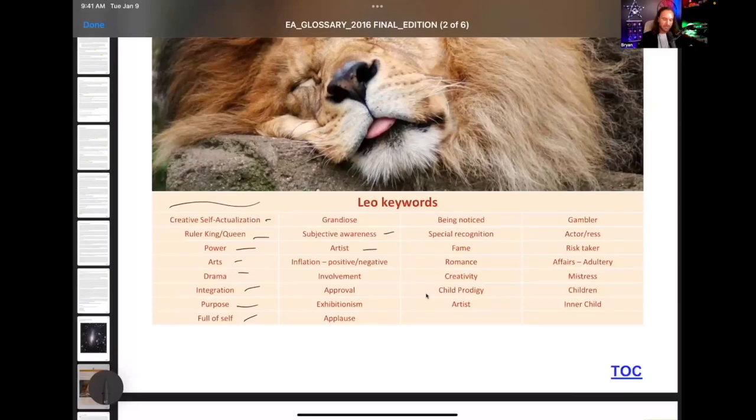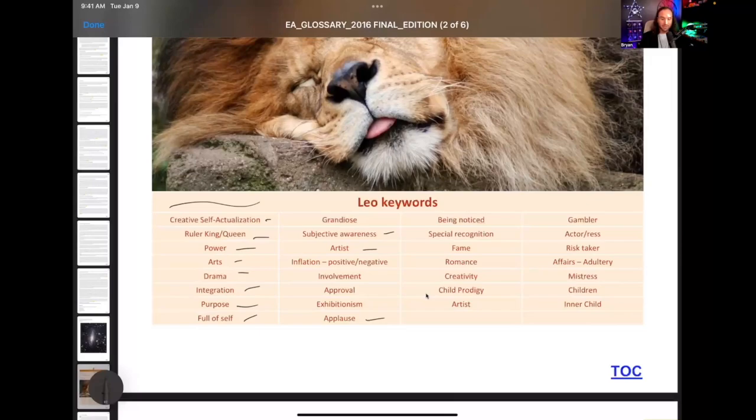A lot of creativity, again, is about where the sun's at. That's where you can really be an artist in your life, and really project the portrait into existence by actually fueling it. It is your fuel. Inflation, positive or negative. Involvement, approval, exhibitionism, applause. Oh yeah, the sun. People want to applaud. Where your sun's at is where you can get a lot of recognition. Think about it. Everybody sees the sun every day.